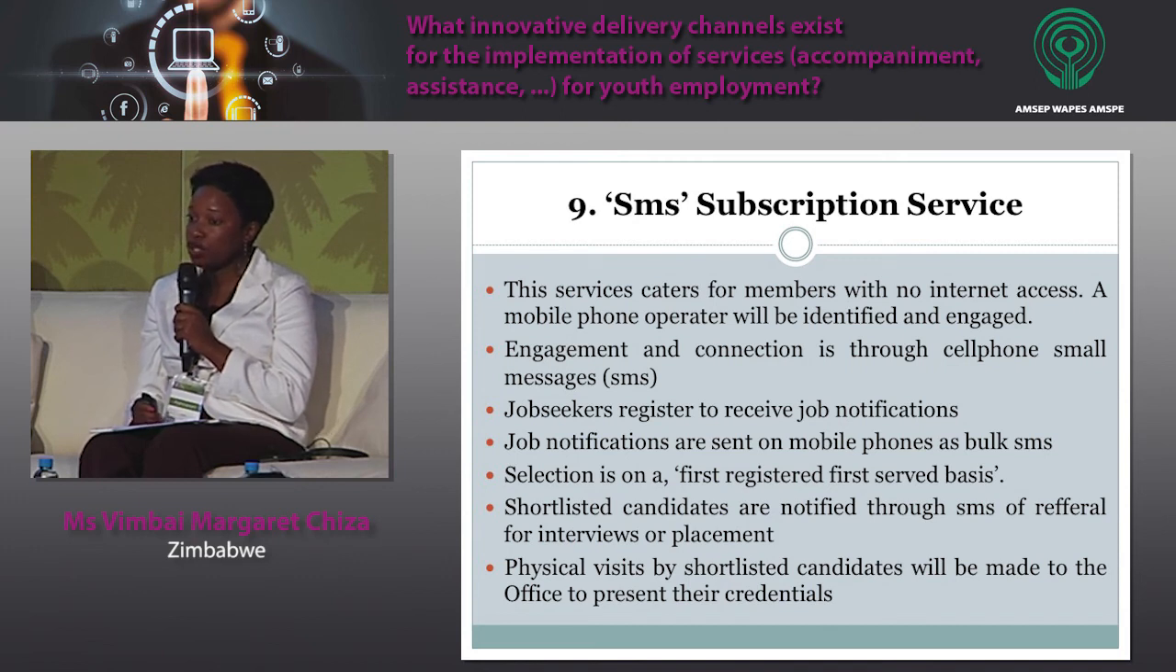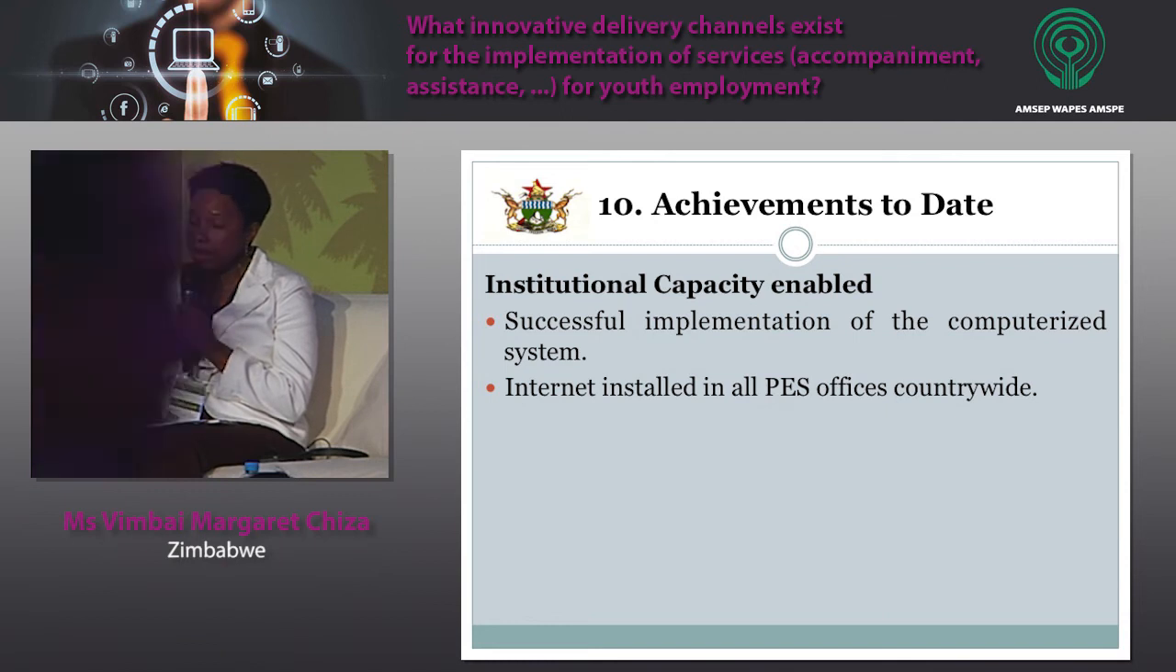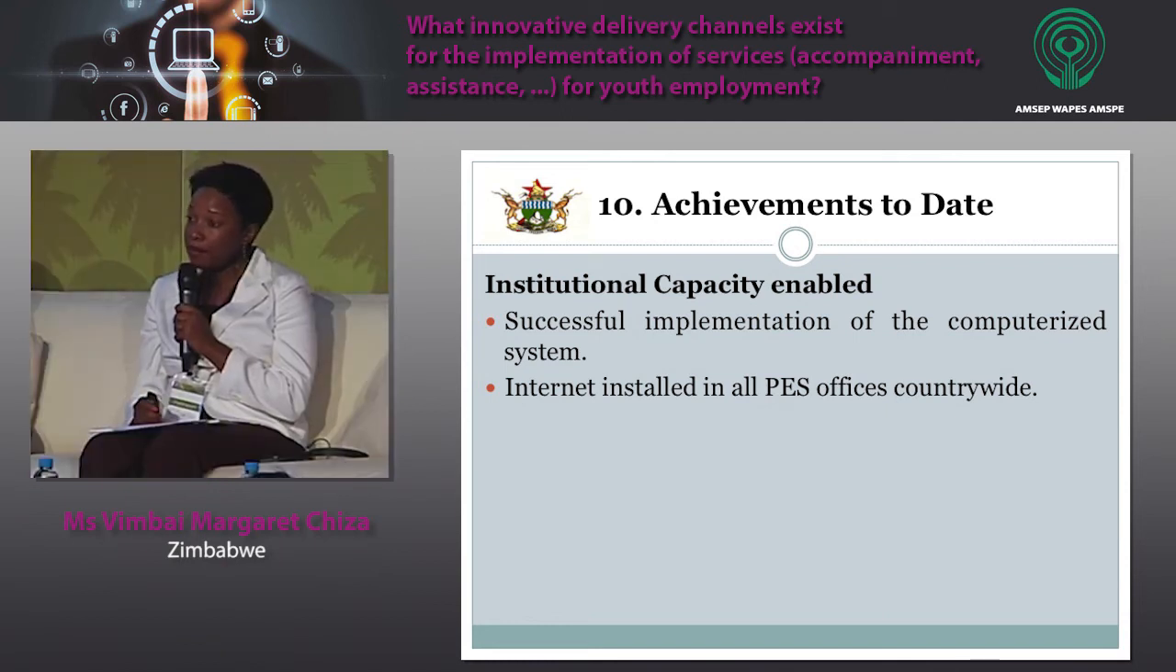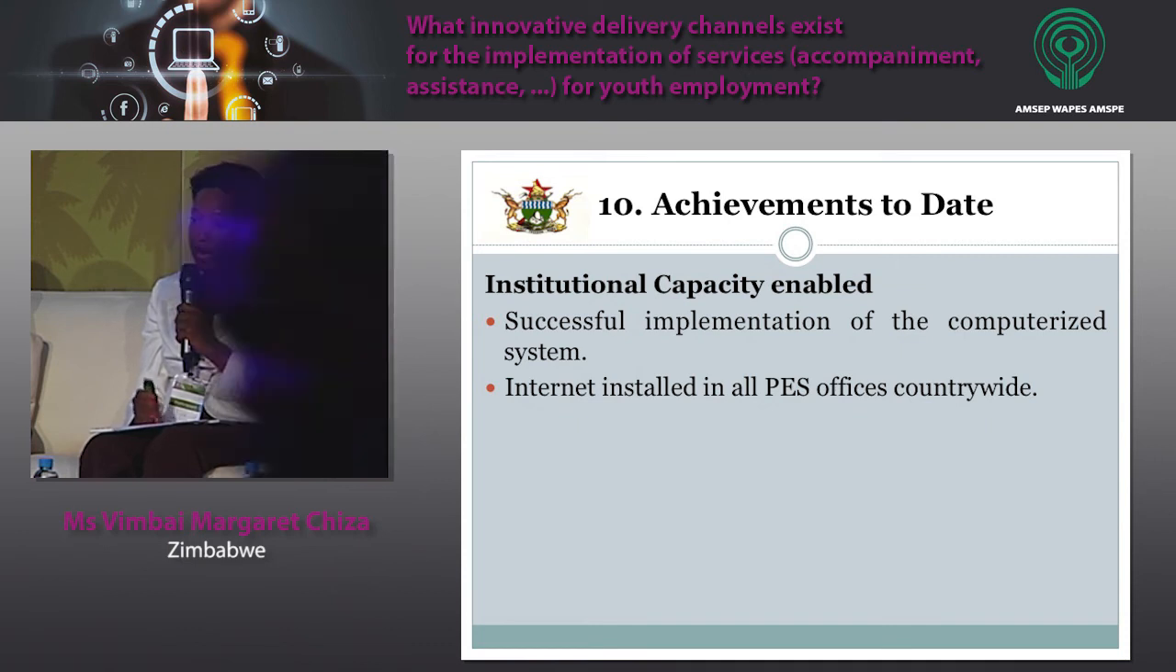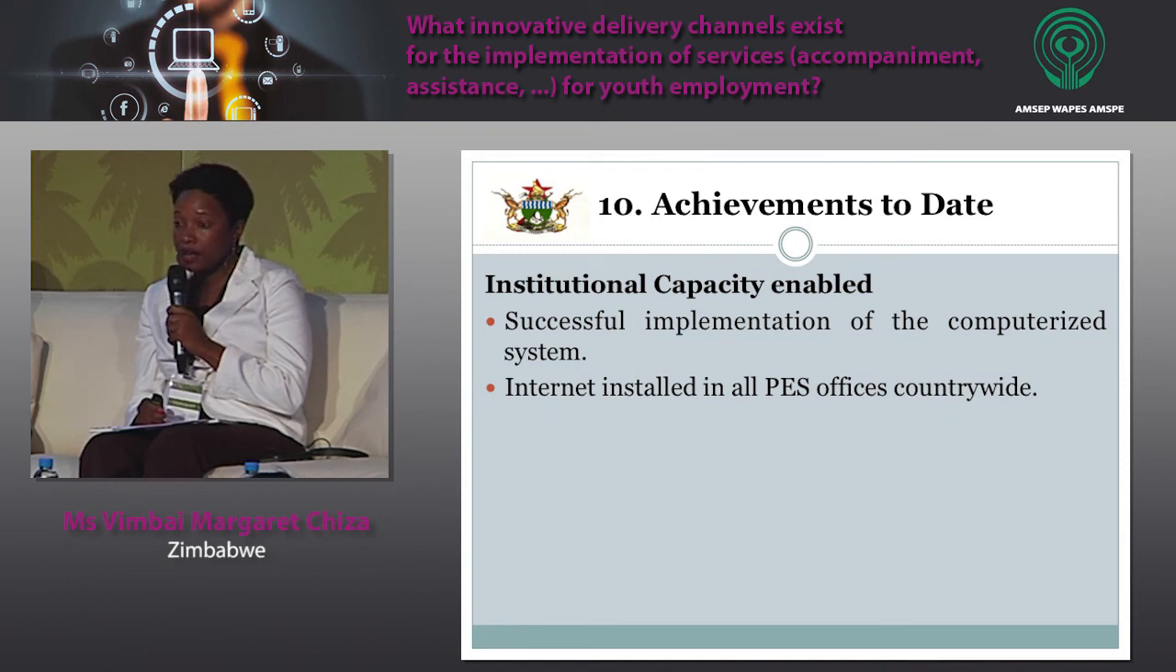Our achievements to date: for the project, we have managed to implement the computerized system. So now in Zimbabwe, our PES is a computerized system. And recently, we have installed internet in all the PES offices countrywide. These are 9 regional offices and 2 district offices.